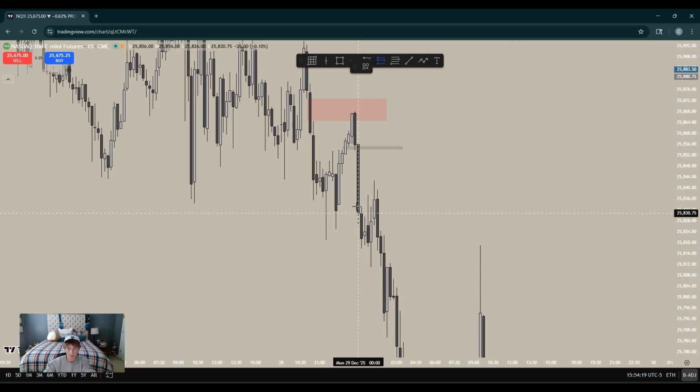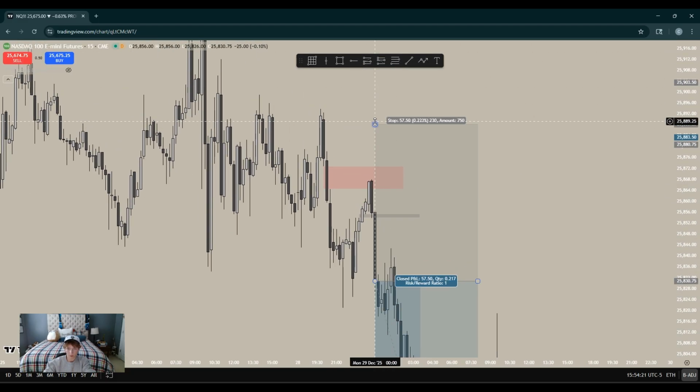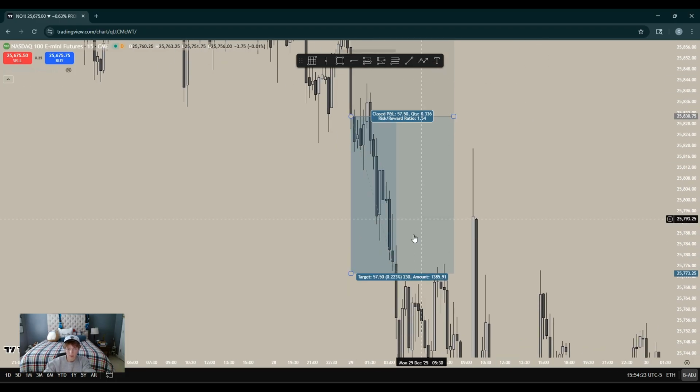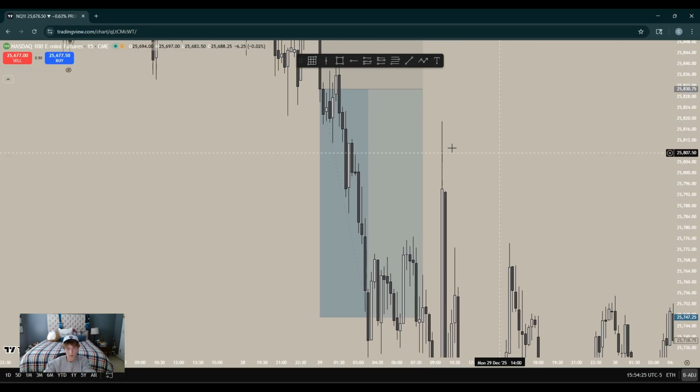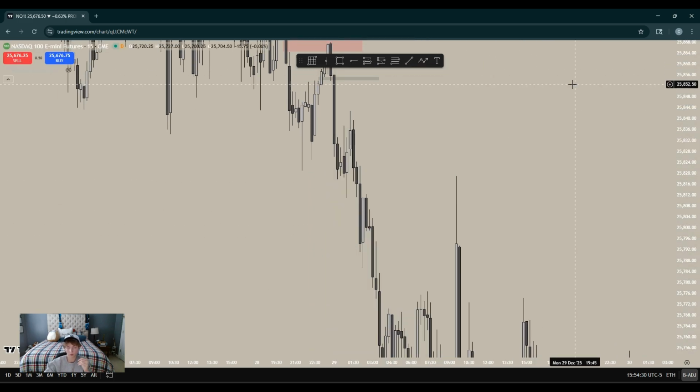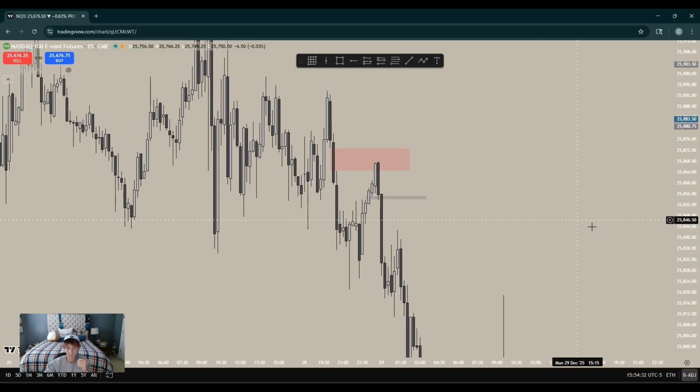So where would my entry be? Right here. You put the stop loss at the high, and then you would target opposing draws on liquidity, right? Just like that, boom. It plays out for a 2.24 RR. And that's crazy money, right?